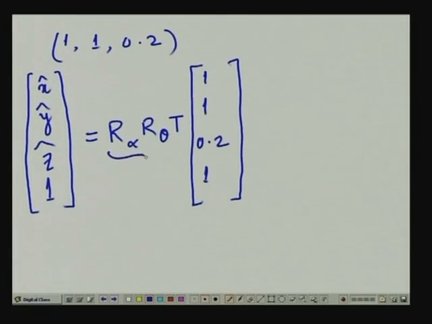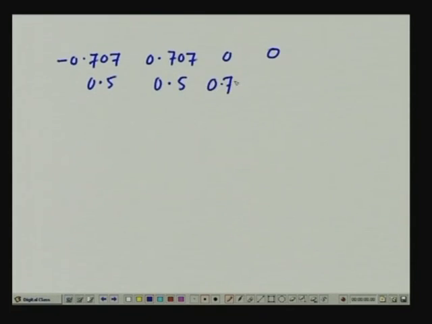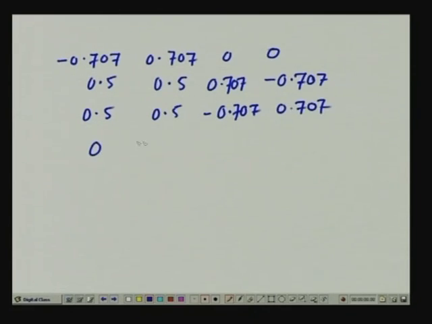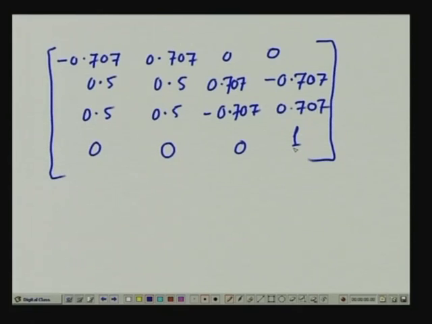Now, if I compute this r alpha, r theta and t using the transformation matrices that we have just derived, you will find that this transformation matrix can be computed as minus 0.707, 0.707, 0, 0, then 0.5, 0.5, 0.707, minus 0.707, then again 0.5, 0.5, minus 0.707, 0.707, then 0, 0, 0, 1. So, this is the overall transformation matrix which takes care of the translation of the image plane, then pan by angle theta and also tilt by angle alpha.